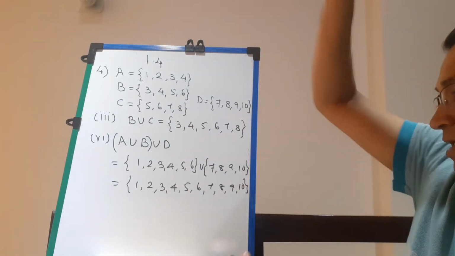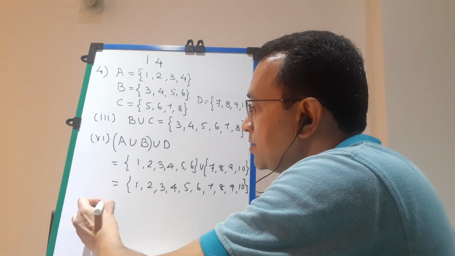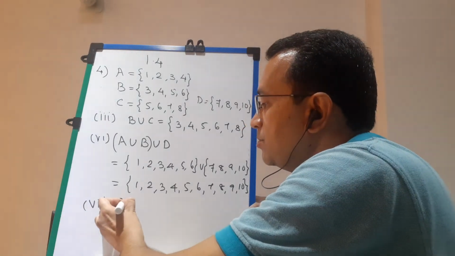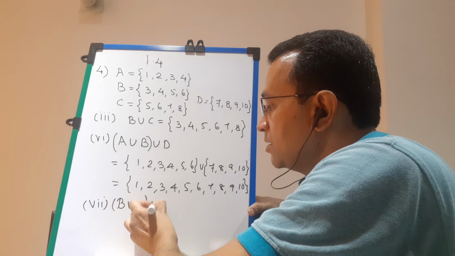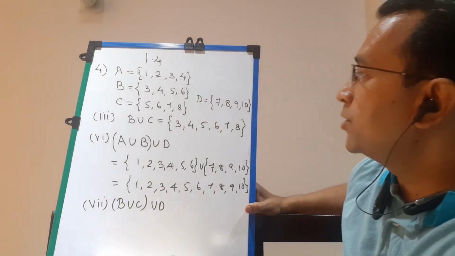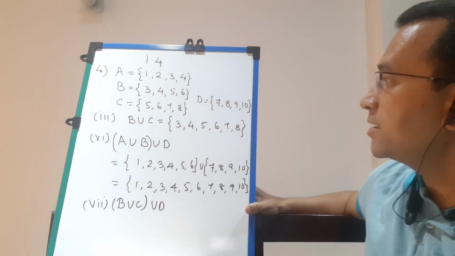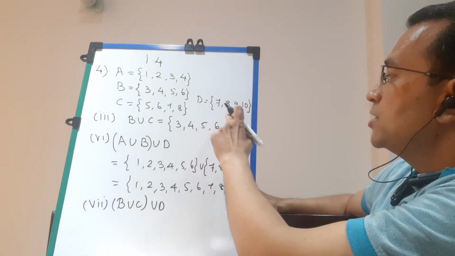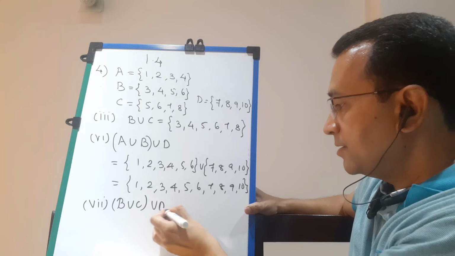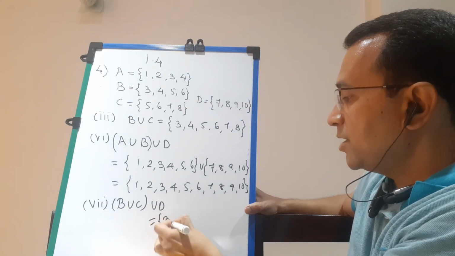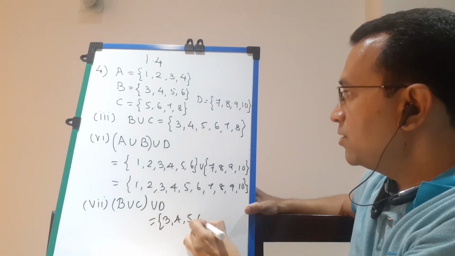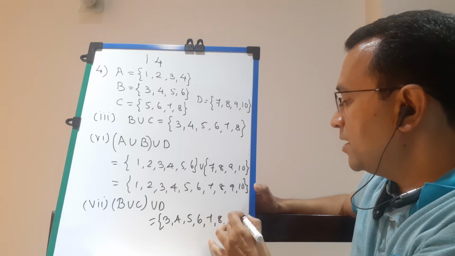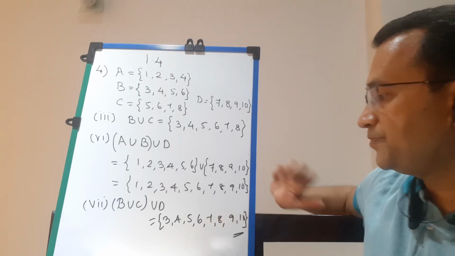And B union C union D. Okay, part number 7, B union C union D. I am operating B union C first. Already I have checked, it is 3, 4, 5, 6, 7, 8. And its union with D, I am to include 9 and 10. So this will be 3, 4, 5, 6, 7, 8, 9, and 10.